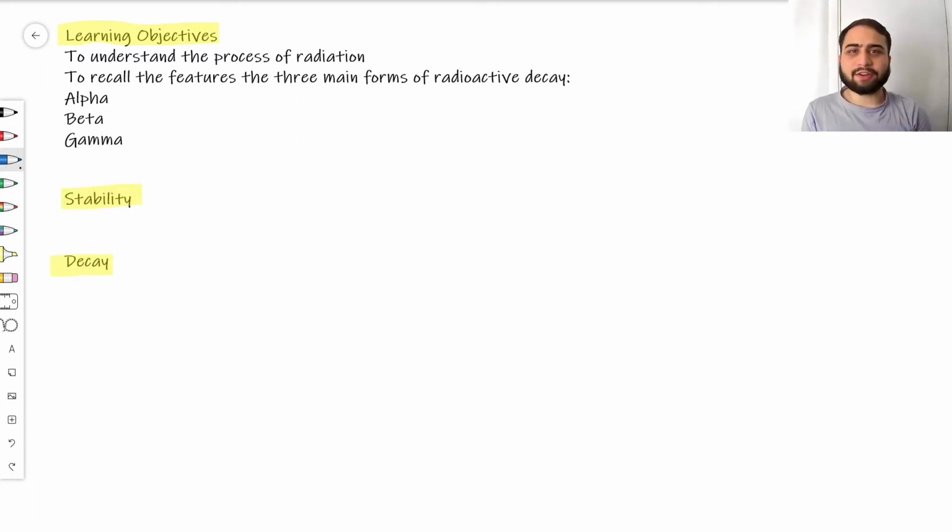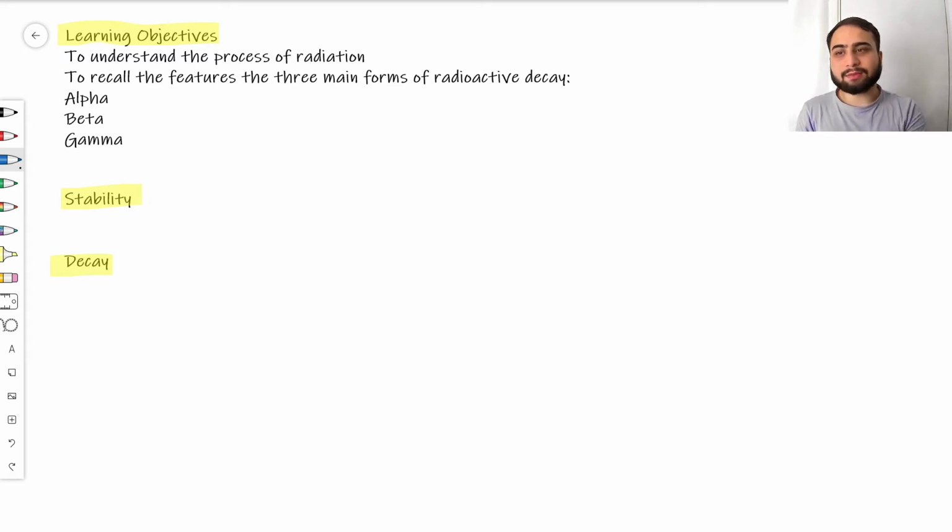Okay, to understand radiation, there are two main concepts that you really need to understand, right? And those two are stability and decay. Stability and decay are linked very closely, because for something to be more stable, it can decay. Okay, so let's talk a bit about stability. Stability really talks about how happy an atom is in its normal state.